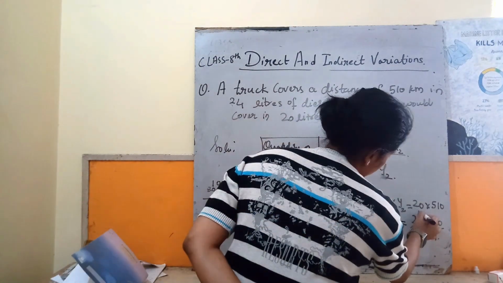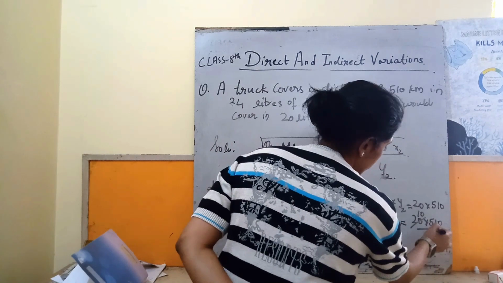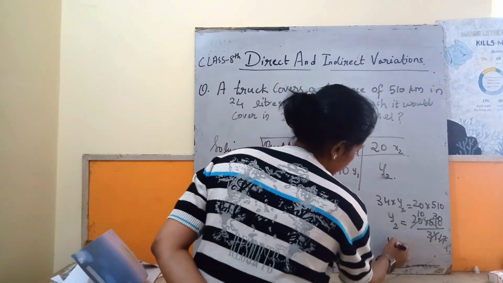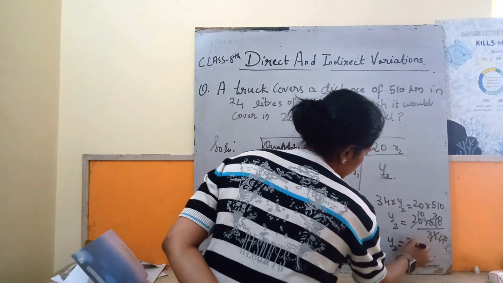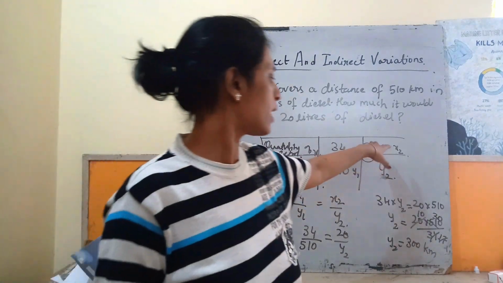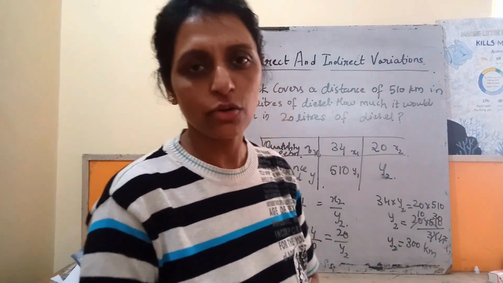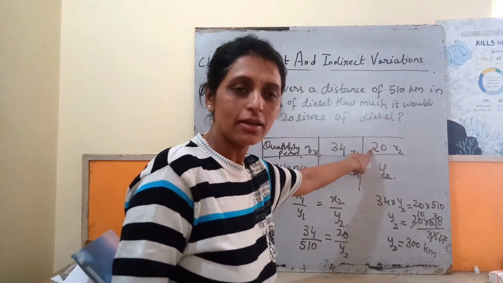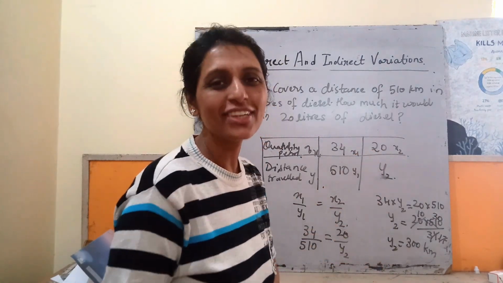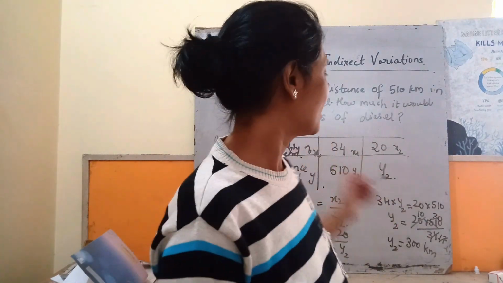Here 10 2s are 20, 17 2s are 34, 17 1s are 17, 17 3s are 51, and this 30 here. So y2 is equal to 300 kilometers. So when the truck has 20 liters of diesel, it travels 300 kilometers. You can see that when the quantity of petrol decreased, the distance traveled also decreased. Hope you understood this question.